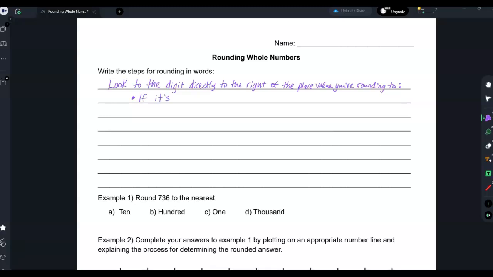And then we would look at that and we're going to say if it is 5 or higher. You don't want to say larger than 5 because we want to include 5. And then this is where a lot of people say you round up, but keep in mind that students that have never rounded before don't know what you mean when you say round up. What do we mean? We mean that we are going to add 1, right? What are we adding 1 to? We're adding 1 to the digit in the place value we're rounding to.